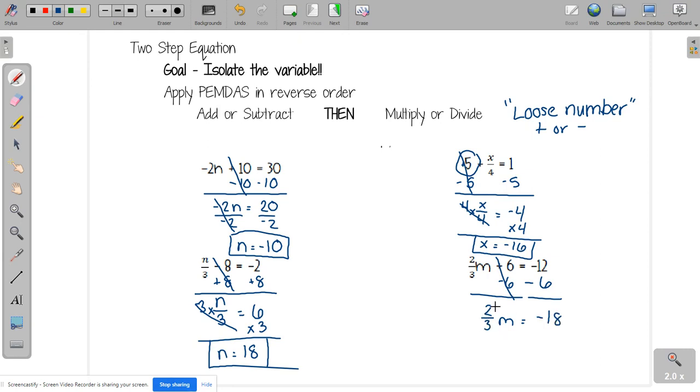So we have to divide by 2/3 on both sides, but we cannot divide with a fraction, so we have to multiply 3/2 to both sides. It cancels, and we're left with m equaling negative 27.